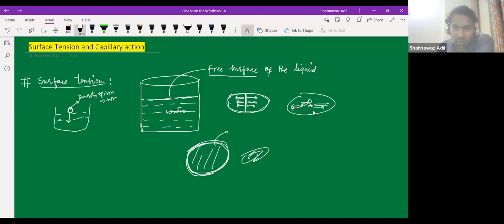And this only happens to the surface at the top, right? This only happens to the surface at the top. So the surface tension is a property by which the top surface feels like a stretched membrane. So is this thing clear to all of you guys? Is this thing clear? Yes, sir. Okay, let me show you guys how it goes. Let me show you guys the video, and then you guys will understand.